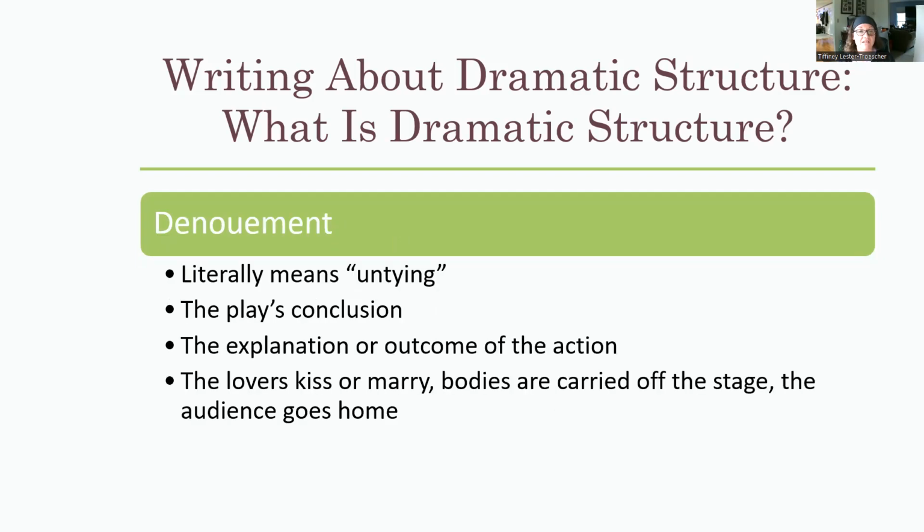Then we get what's called the denouement. It literally means untying. And this is the play's conclusion. This is where we get an explanation or the outcome of the action. And the lovers kiss, the bodies are carried off the stage, the audience goes home. In a movie, this would be where after the climax, the best friend helps the hero walk away, limping, leaning on the best friend, bloody, wounded. We imagine taking them to the hospital, perhaps.